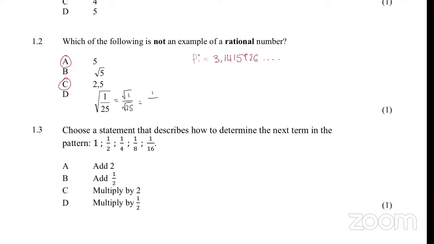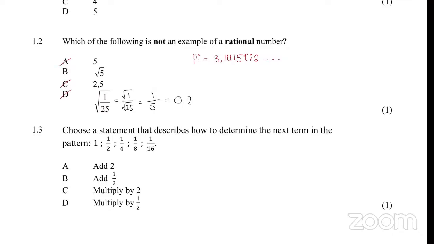Square root of 1 is 1. Square root of 25 would give us 5. And this is equal to 0.2. That's it, right? There's no other decimals. It's just simply 0.2. So again, process of elimination: we say that one was out, and now we know that one's out.